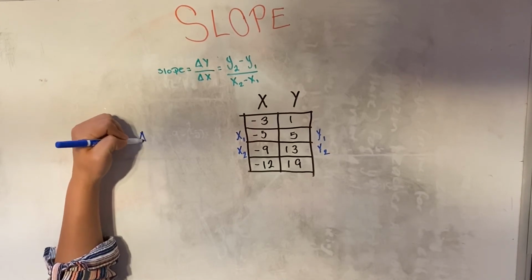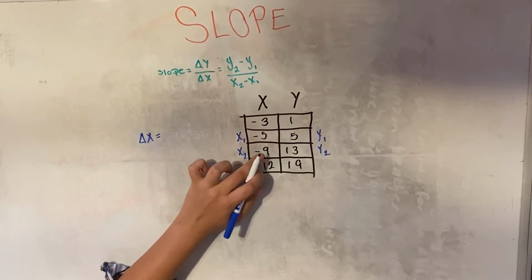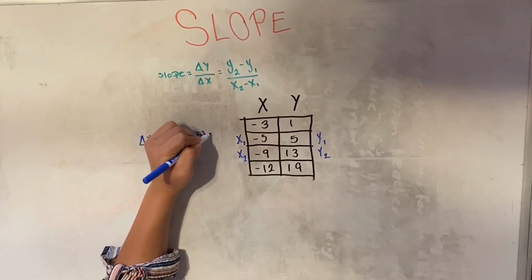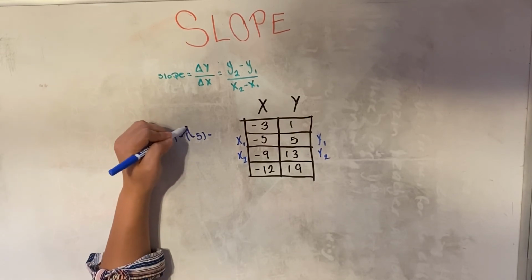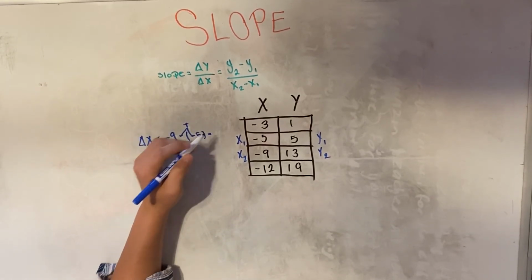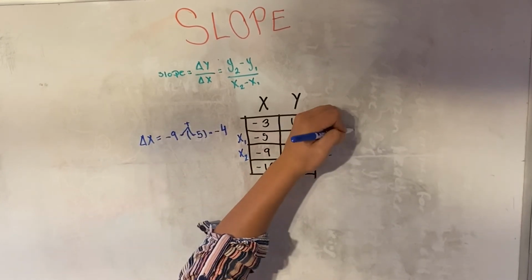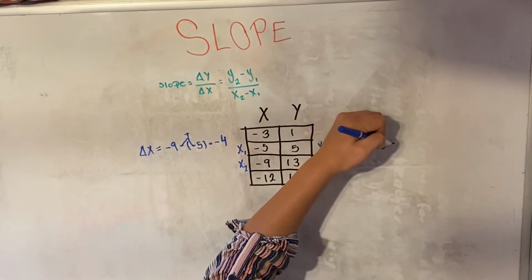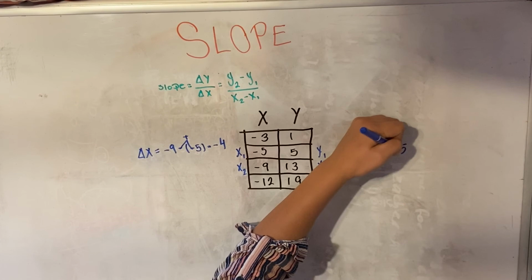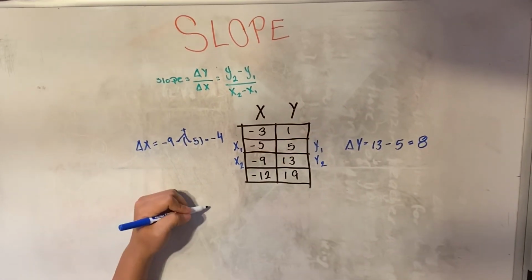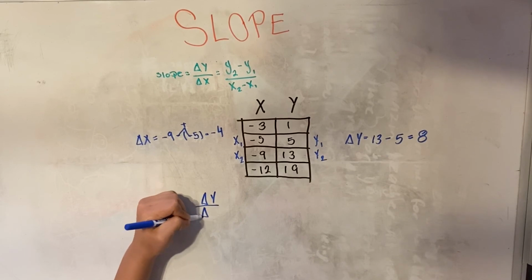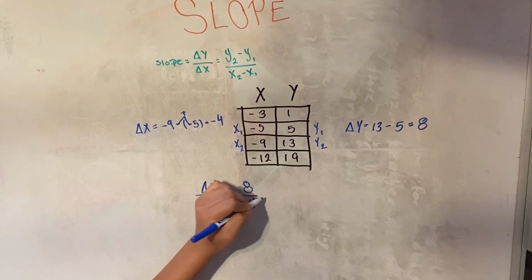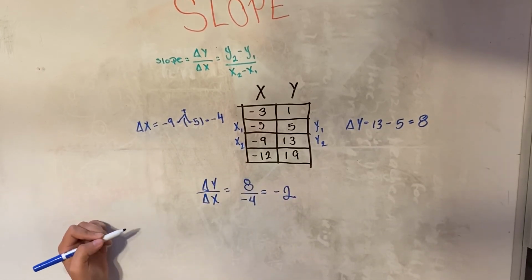So now let's find delta x, which we're going to get from our x2, which is -9, minus -5, which equals, we know that this is going to turn into a positive, so -9 plus 5 equals -4. Now let's do our delta y, and we're going to grab our y2, which is 13, minus our y1, which is 5, and that will give us 8. Now let's finish putting it together. Delta y over delta x equals 8 over -4, which equals -2.